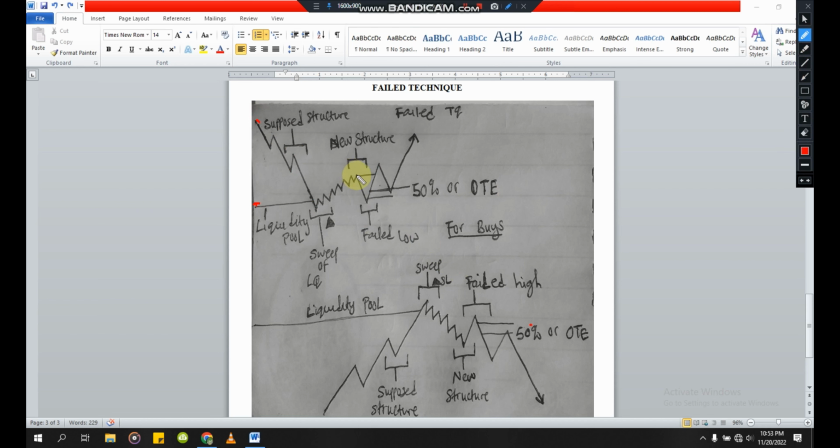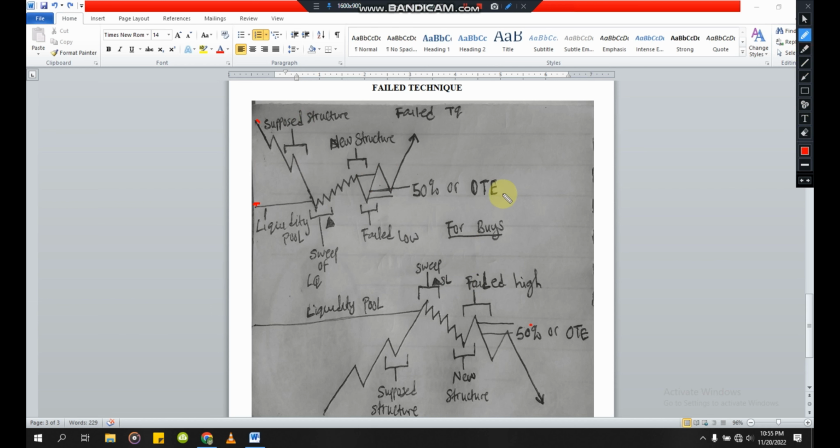So the market now comes back, sweeps the liquidity of all this trendline right here, sweeps it. So this is your new structure. As you can see, I'm taking the market to break the new structure, then it pulls back into the 50% of that new structure.